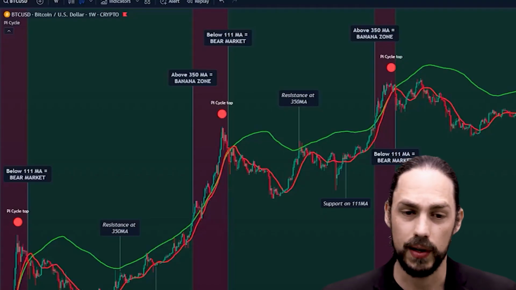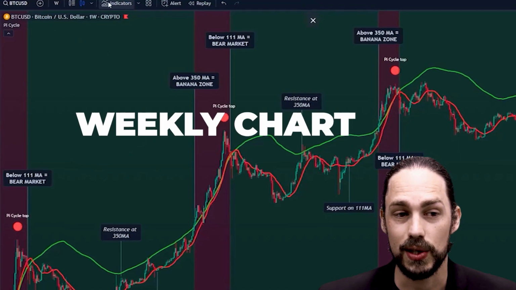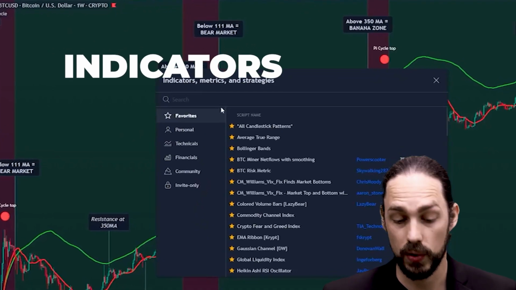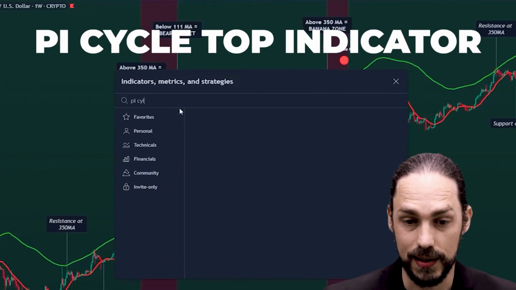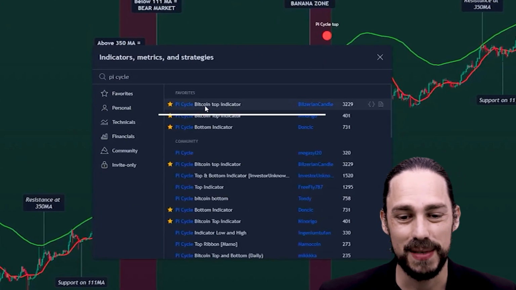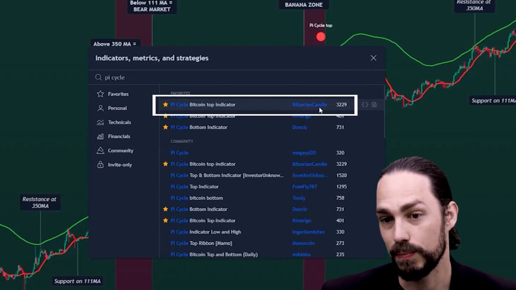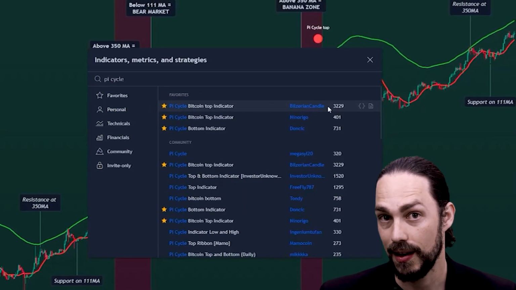But if you want to follow along, just go to your favorite Bitcoin chart, go to the weekly chart and go to indicators. And the one that you're looking for is called the Pi Cycle Top Indicator. But you are going to look for the Pi Cycle Bitcoin Top Indicator by Bilzerian candle. Now that's the one that I'm specifically using in this case.